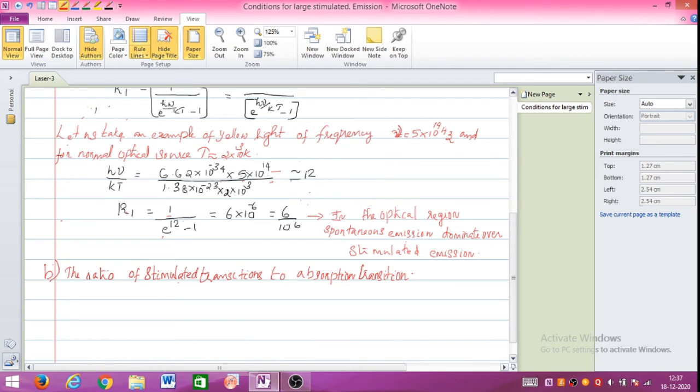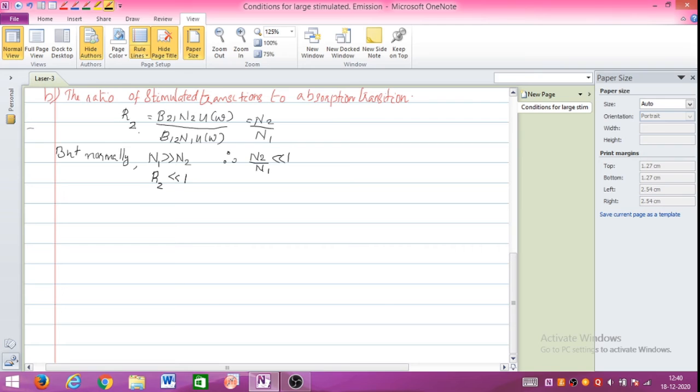The next one is the ratio of stimulated transition to absorption transition, given by R2 equals B21 N2 U omega by B12 N1 U omega, that is equal to N2 by N1. But normally N1 is greater than N2, therefore N2 by N1 is very much lesser than 1, or R2 is very much lesser than 1. Therefore absorption transition dominates over stimulated transition.